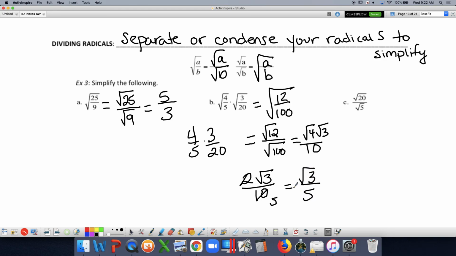Wait, what? What's the square root of 4? How did you get square root of 3? So once I get down to the end, all the stuff that's outside the radical, that's just a fraction. I just simplified 2/10 down to 1/5.